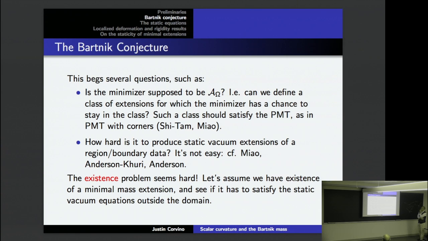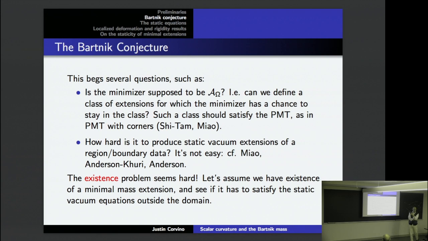All right, so this obviously begs a couple questions. One is, is the minimizer supposed to be in the admissible class, which would be nice. Again, if you just consider smooth extensions, where it would be natural, then Bartnik suggests that the minimizer is going to be outside that class. You might try to define the admissible class in some way to allow corners, like in the Shi-Tam-Miao positive mass theorem, where the minimizer could actually lie in the class.